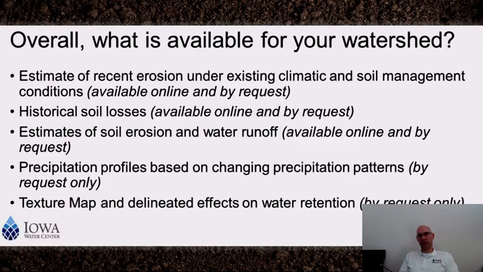And we can also do a couple of things by request only. We can do some precipitation profiling for your watershed, so estimating possible future climate impacts. And we can also do some soil texture maps and the estimated changes we've seen in water retention capabilities of soils in a watershed. So that's another product that we have.